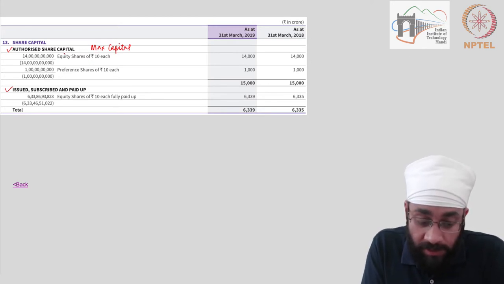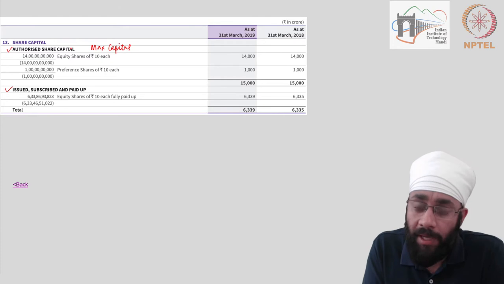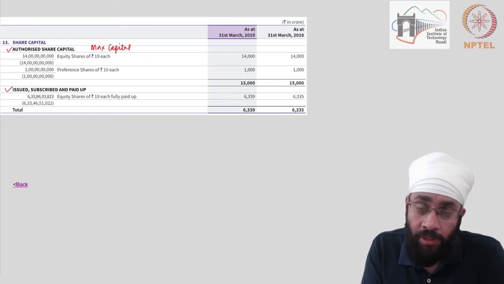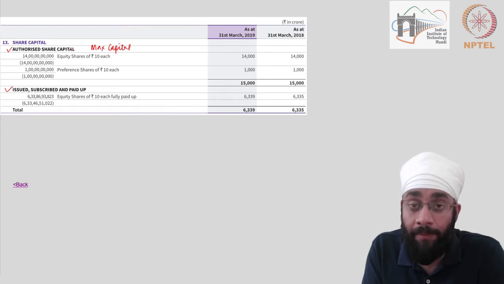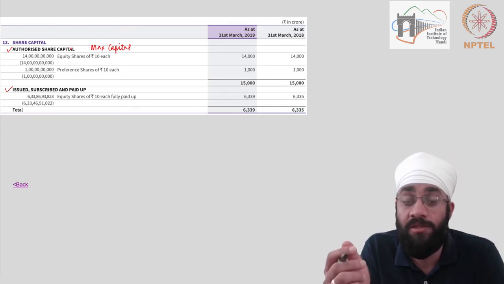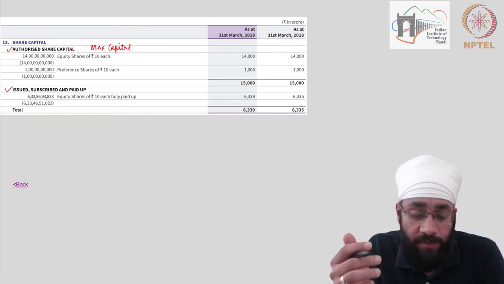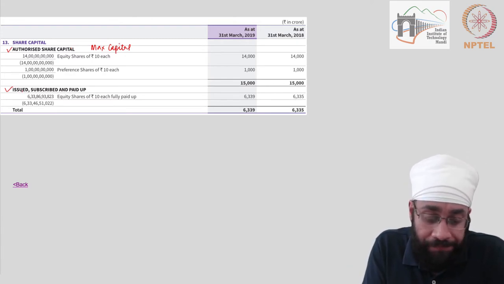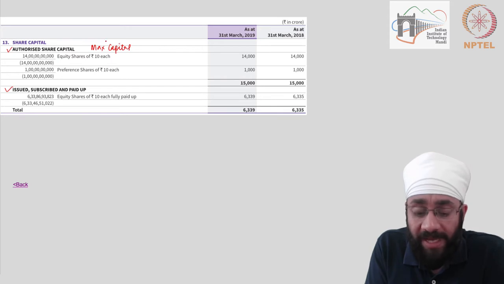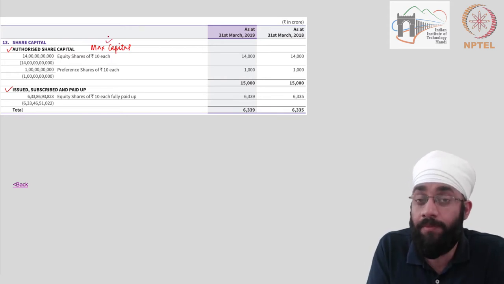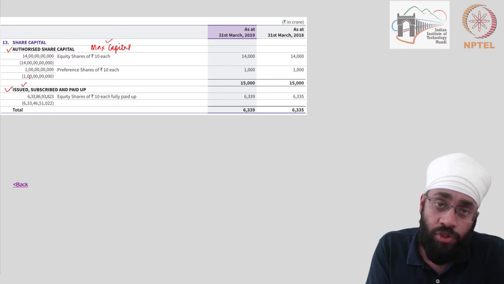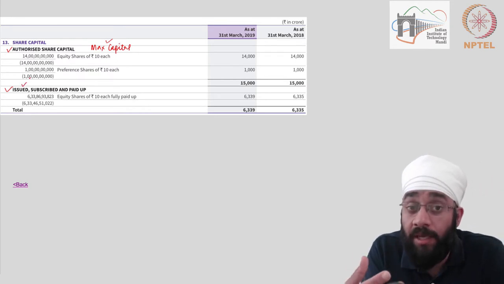This can be increased from time to time, but you have to pay a fee in order to increase the share capital. Again, this is one of the restrictions on the company form of business. And then issued, subscribed, and paid up capital. Out of the total maximum money that you can raise from the public, you are going to issue a certain percentage at a given time.